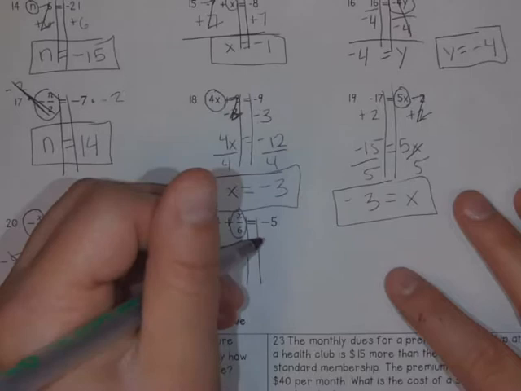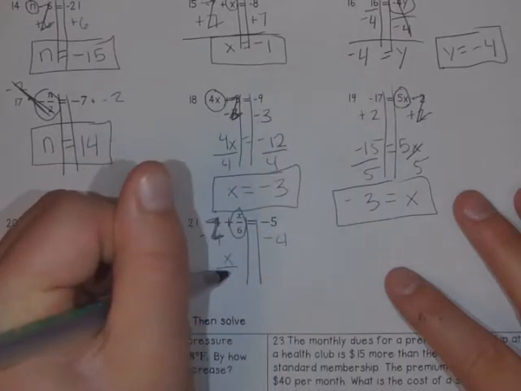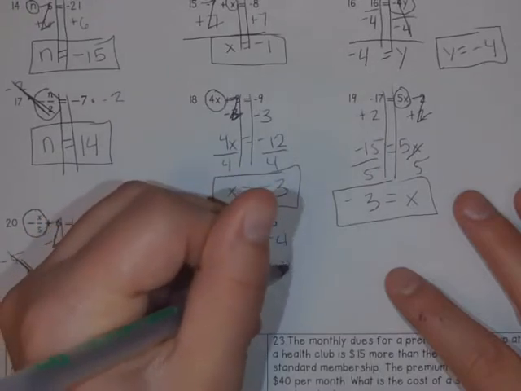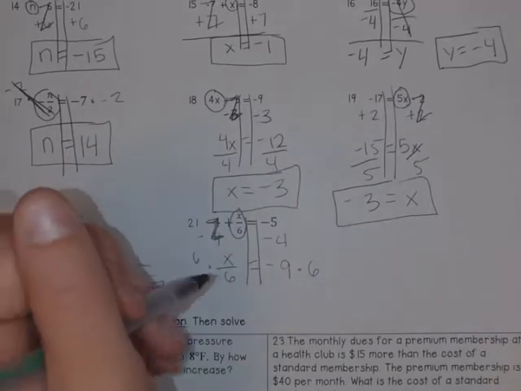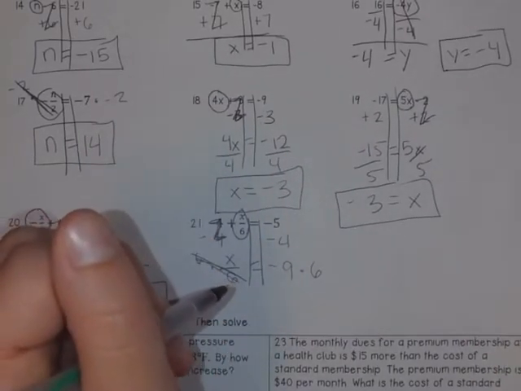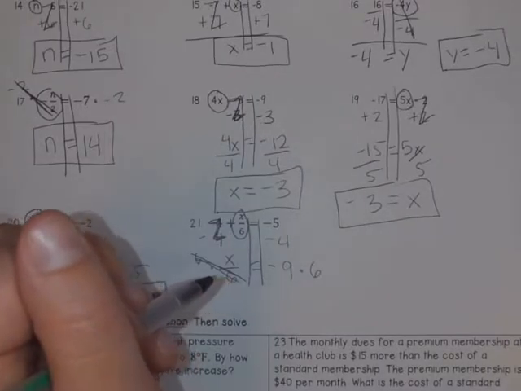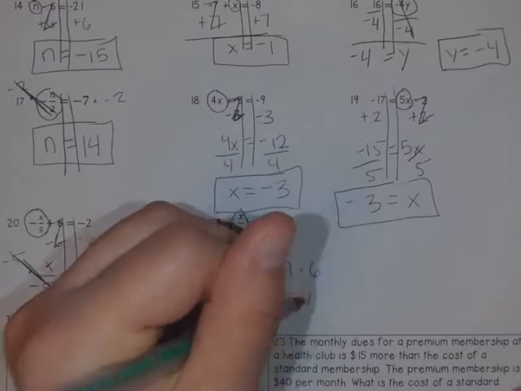Minus 4 gives you a 0 and leaves you with x over 6 equals -9. Times by 6, those cancel. And if you have -9 times 6, it's going to give you a -54.